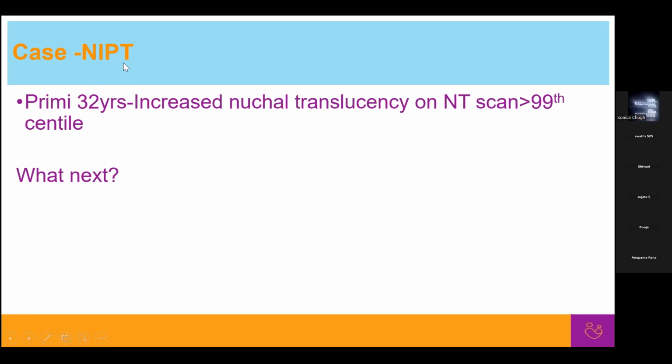My last case is on NIPT. So we had a primigravida patient, 32 years. She was referred because of increased nuchal translucency on NT scan that was more than the 99th centile, I think more than 3.5 mm. So what next? Can anybody in the audience say what you advise in these cases? NIPT, amnio, what do you advise?